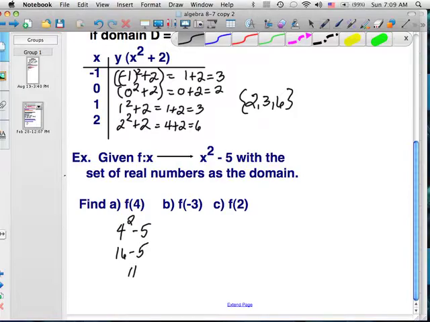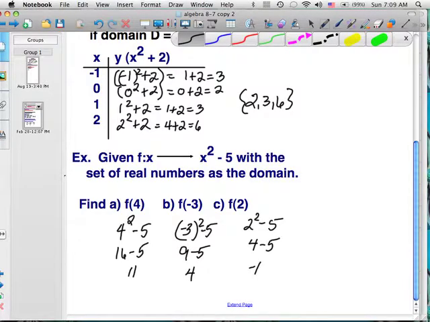B, f at negative 3, so negative 3 squared minus 5. 9 minus 5 is 4. And f at 2, 2 squared minus 5 is 4 minus 5, which is negative 1.